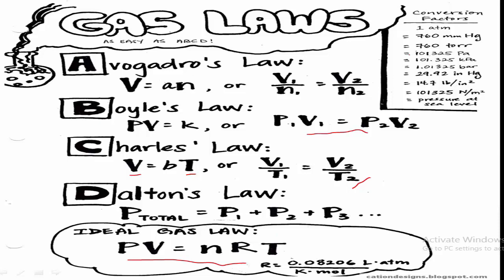Here some conversion factors have been given. 1 atm, 1 atmospheric pressure, is equal to 760 mm of Hg, and that is equal to 760 torr, 1,01,325 Pascal, and it is also given in kilopascal, bar, and in Newton per meter square. All those things have been given. Just go through them.